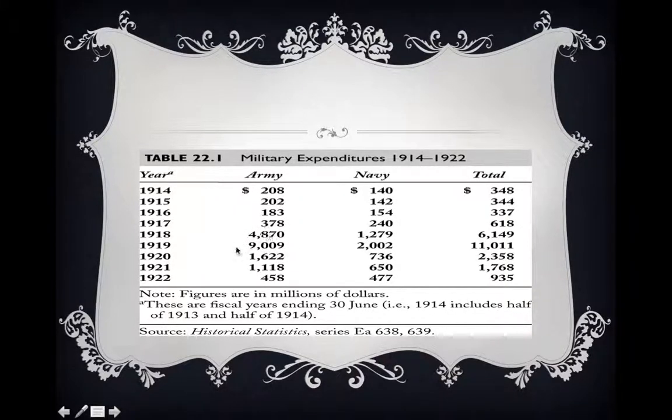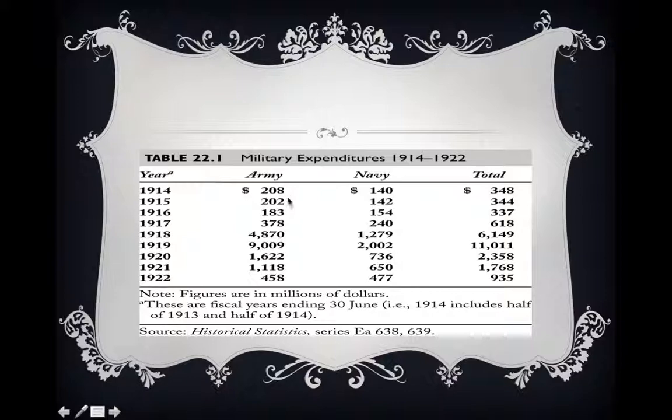Here for the Army, a dramatic increase. You can see for the Navy, dramatic increases in 1918 and 1919. So total military expenditures go up dramatically. And then I'll also note the steep fall off in military expenditures for both the Army and the Navy after peace in 1919, dramatic decreases.